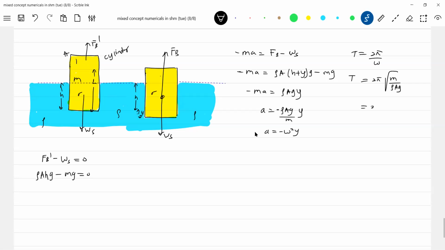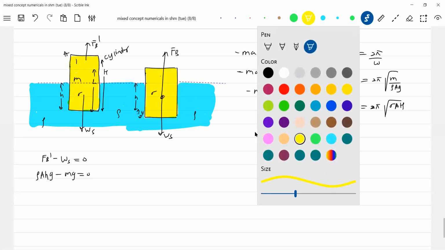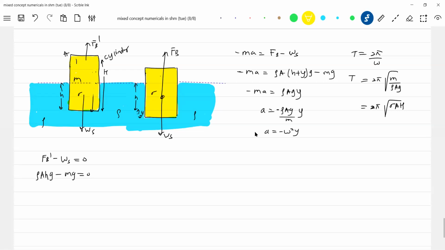What is m? The cylinder. What is the mass of the cylinder? Density of cylinder, area of cross section, into total height. Let h be the total height of the cylinder. I think I brought so many other things. Whatever symbol you want, you can take it. Let h be this one. So this will become rho A g. So what all will cancel? We get T equals 2 pi root of sigma h by rho g.